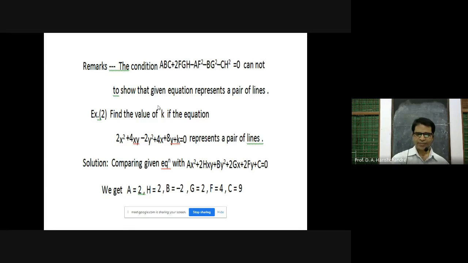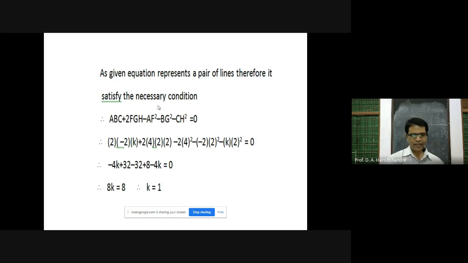Okay, now this time it has been given that this general second degree equation is the joint equation of a pair of lines. So you can use that above condition. Okay, abc plus twice fgh minus af square minus bg square minus ch square is equal to 0. That condition is applicable. Okay, and in this condition, again you replace the values of a, b, c and f, g, h. Solve these. Ultimately, you are getting the final equation 8k is equal to 8, and solving that, you will get the value of k to be 1.